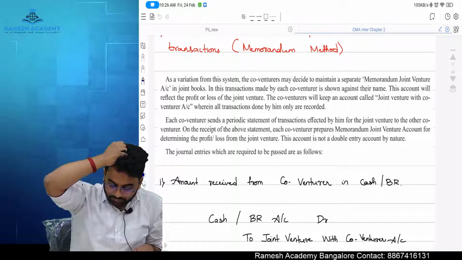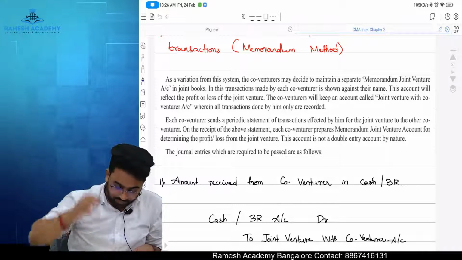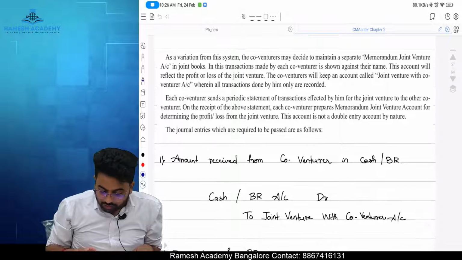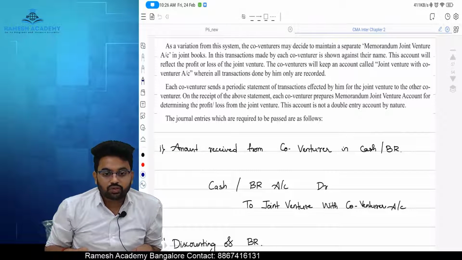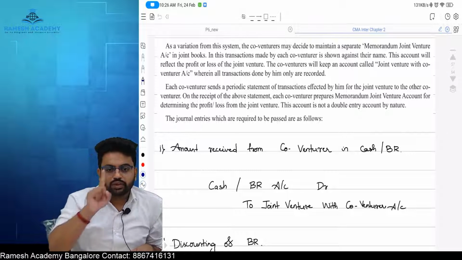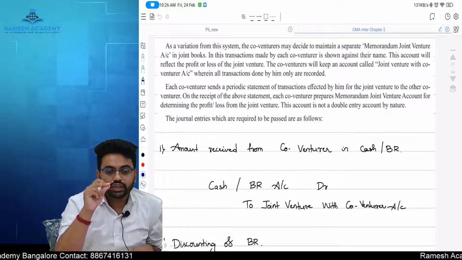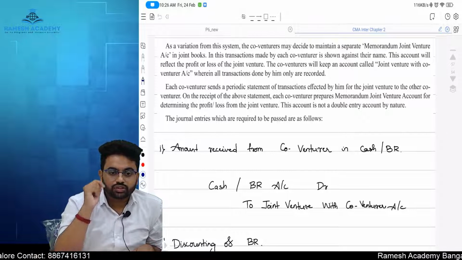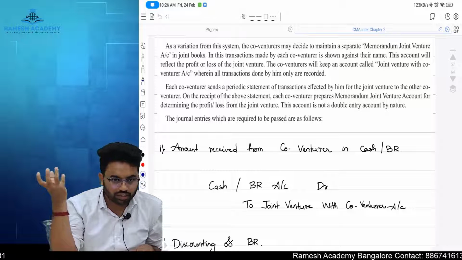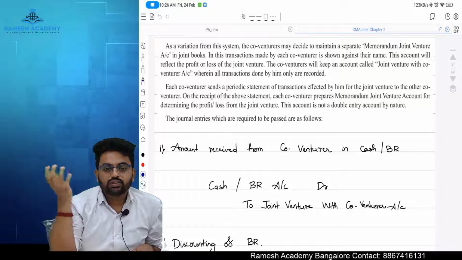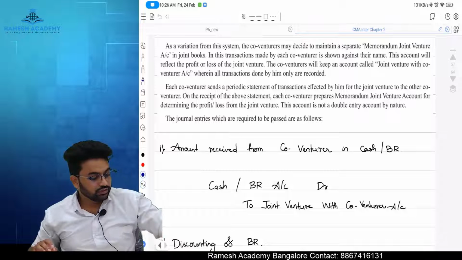Listen carefully. Journal entry C. Amount received from a co-venturer in cash or bills receivable. So when the amount is received from the co-venturer, as I already told, we are not maintaining the co-venturer account here. Only one account we are going to maintain separately, that is joint venture with co-venturer account. So as we are receiving the amount or bills receivable, the entry will be cash or bills receivable account debit to joint venture with co-venturer account, as it is relating to the joint venture.